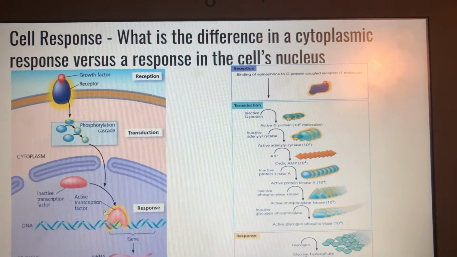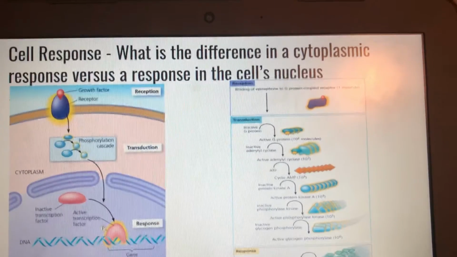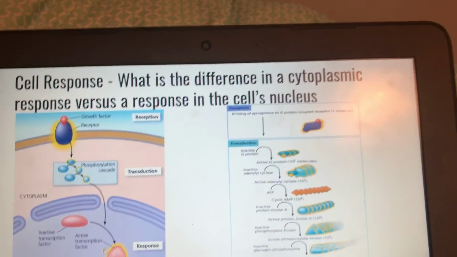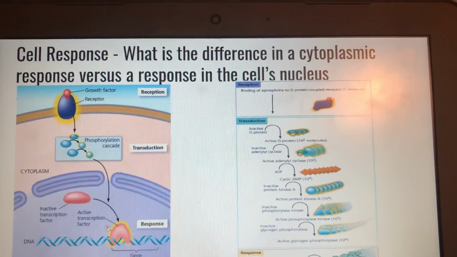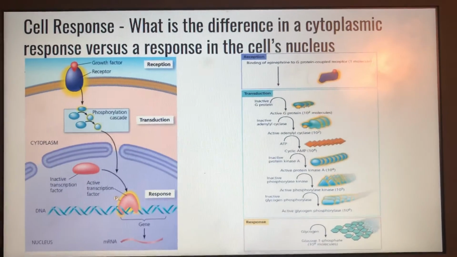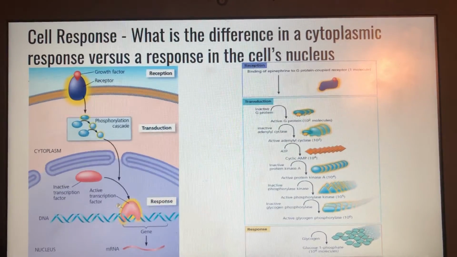Cell response. What is the difference in cytoplasmic response versus a response in the cell's nucleus? Ultimately, a signal transduction pathway leads to the regulation of one or more cellular activities. The response at the end of the pathway may occur in the nucleus of the cell or in the cytoplasm.